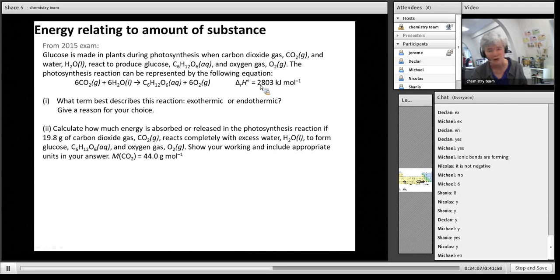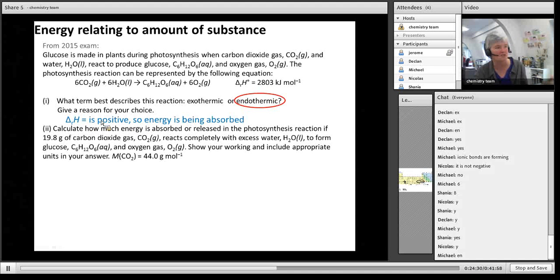Others, if you do biology, you'll be able to say, well, it uses the sun's energy, so it's getting energy from elsewhere, so it must be endothermic. So anything along those lines, trying to explain that energy had to be put into the system, would be accepted. Okay, so it's endothermic, and as I said, I've just done the simple chemistry one. That number is positive, so energy is being absorbed. As I say, you could have gone on about the sun, and that was also accepted in the exam.